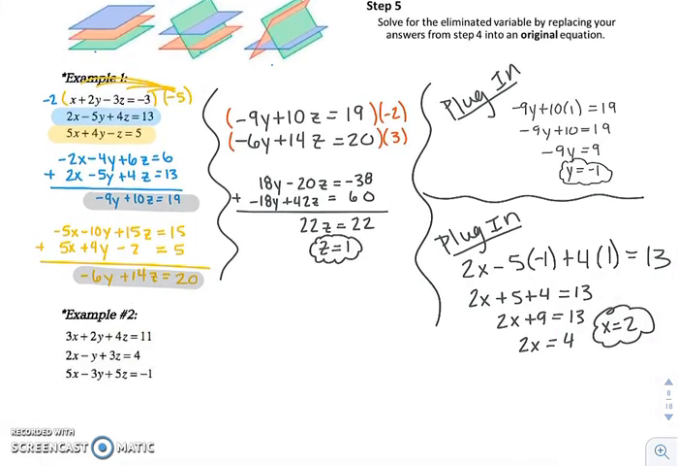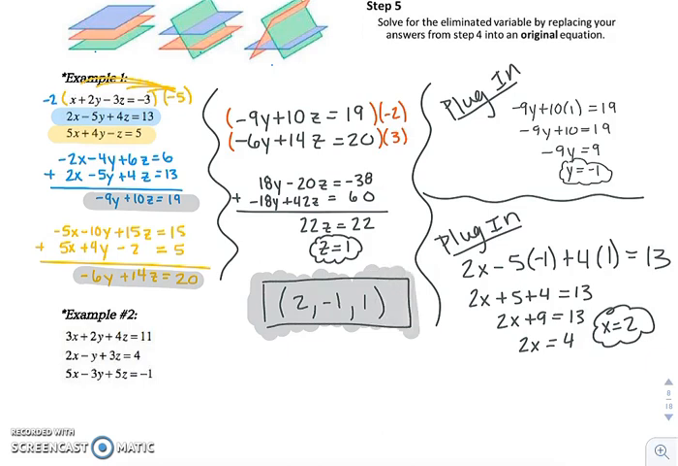So we do want to write this as an ordered triple. So we just do x, y, z. So 2, -1, 1. And that's it.